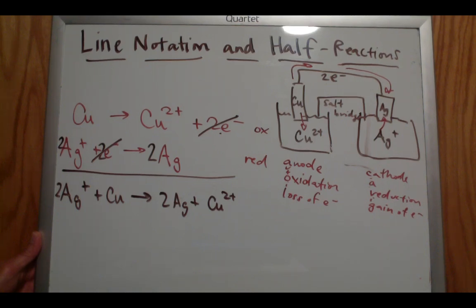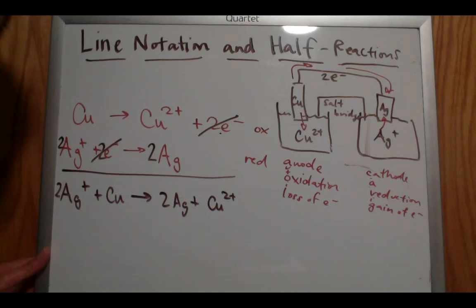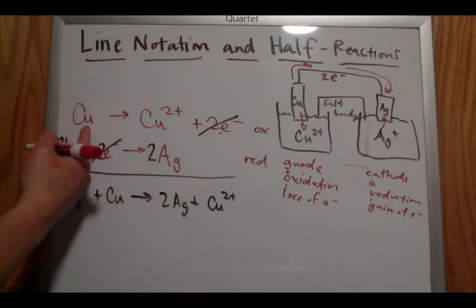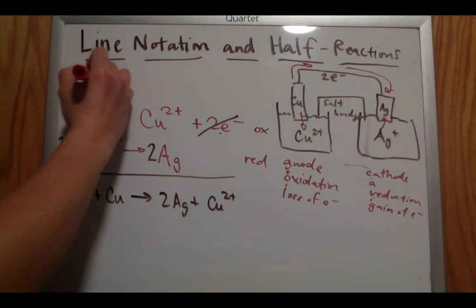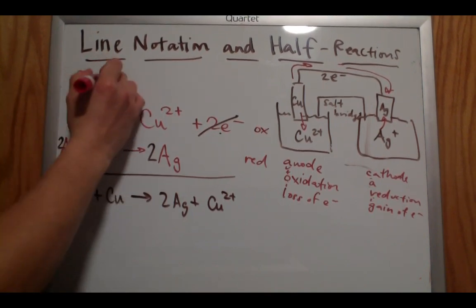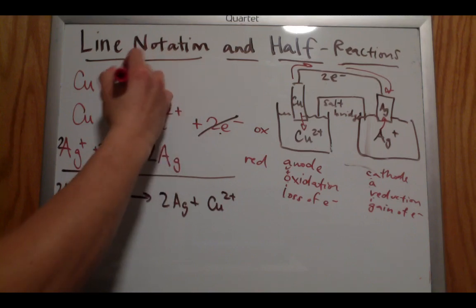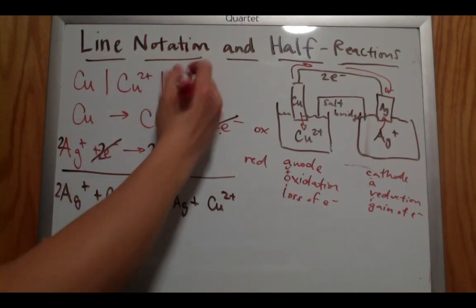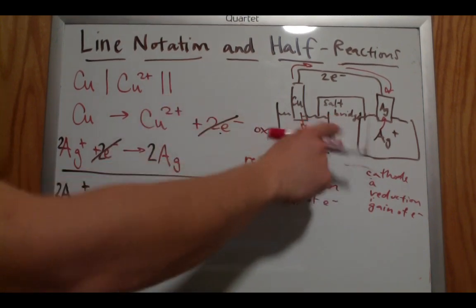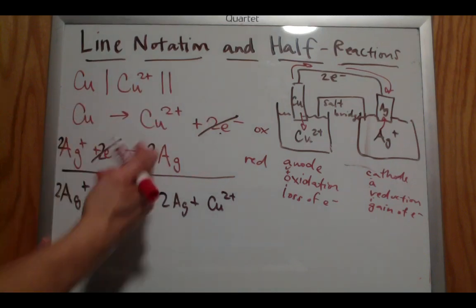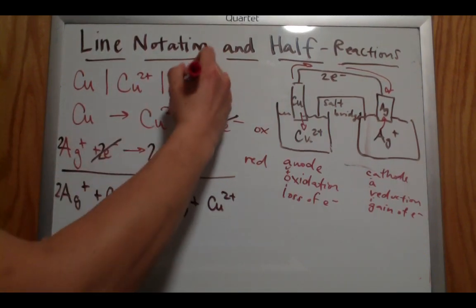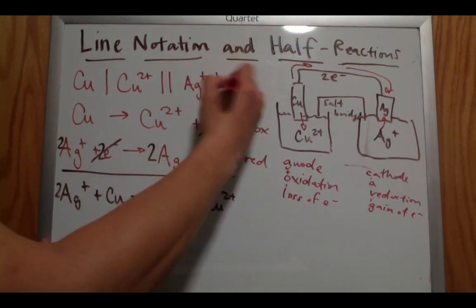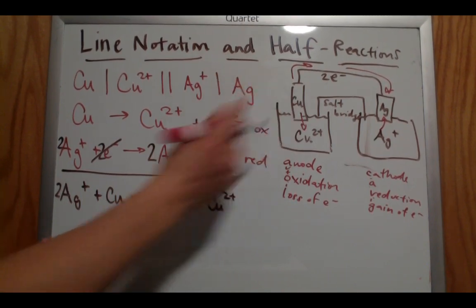Now in line notation, what we do is we're going to write down what we have here first with oxidation. So we're just going to write Cu, and then we're going to write a line, and then Cu2+, and then we'll draw a double line to represent it's between the 2 different cells. And then what we'll do is we'll take the silver, Ag+, we'll put a line, and then we have an Ag, and then that's it.